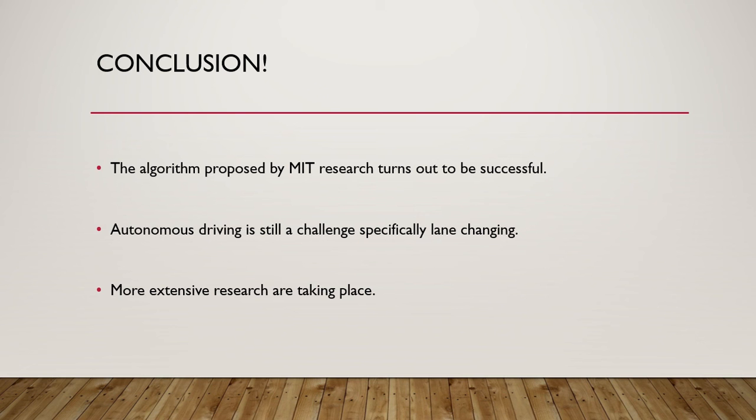That's the main focus. So in conclusion, the algorithm that the MIT research proposed turned out to be a success story. They tested it using 16 vehicles on a freeway, in a simulation basically. All the vehicles performed within their buffer zone values, and there was no collision noted. They all performed safely while being smart at the same time.